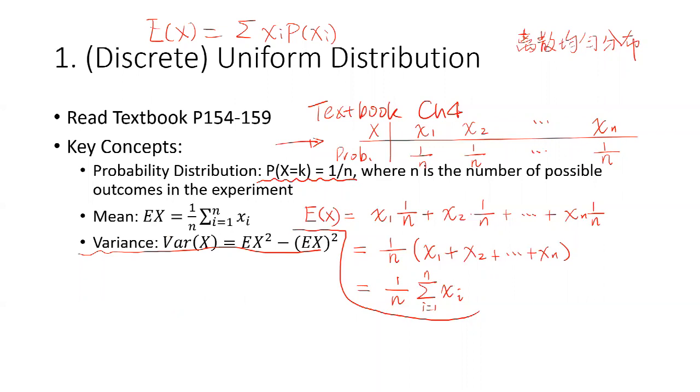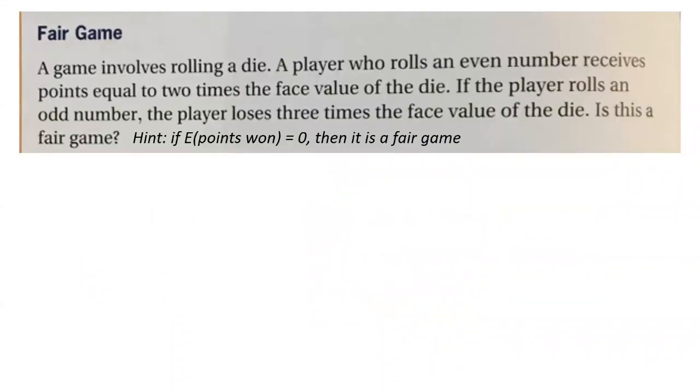Okay, let's see some examples then. The first question, fair game. Is it a fair game or not? The game involves rolling a die. A player who rolls an even number receives points equal to 2 times the face value of the die. If the player rolls an odd number, the player loses 3 times the face value of the die. Is this a fair game? Hint, if the expectation of points is 0, then it is a fair game.